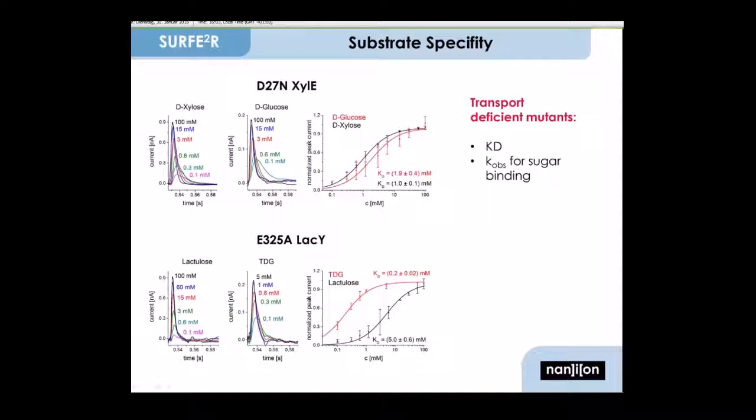Using the transport-deficient mutants, we could determine Kd values for sugar binding. From pre-steady-state currents, we can also derive rate constants of the reaction. In this case, the sugar-induced reaction has a rate constant most likely above 300 per second, since the currents are likely limited by the time resolution of the instrument.